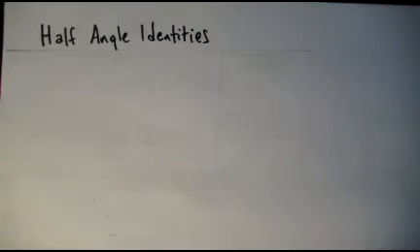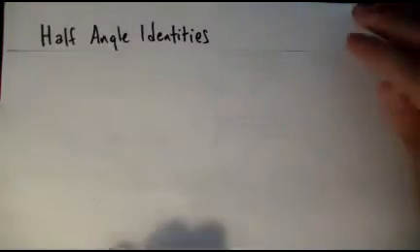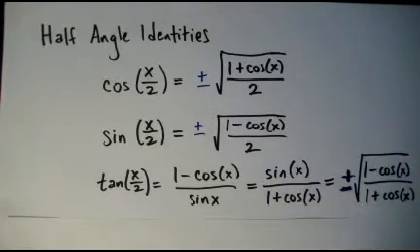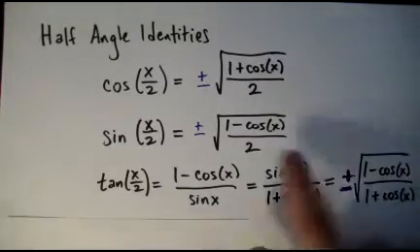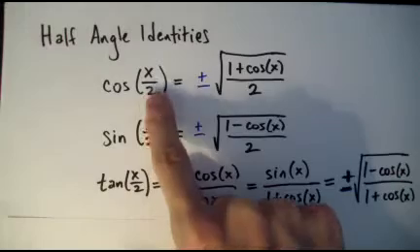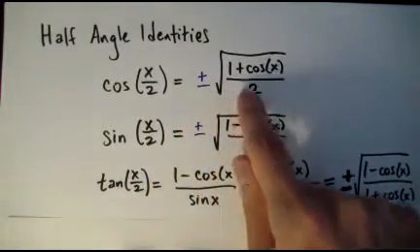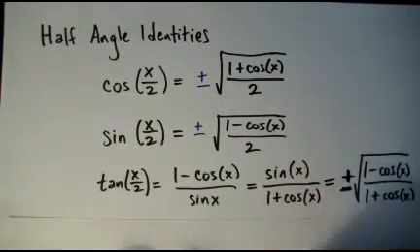Let's talk about the half-angle identities. Here are the half-angle identities for cosine, sine, and tangent. So one thing to notice here, we have cosine of x over 2 is equal to plus or minus the square root of 1 plus cos of x over 2.